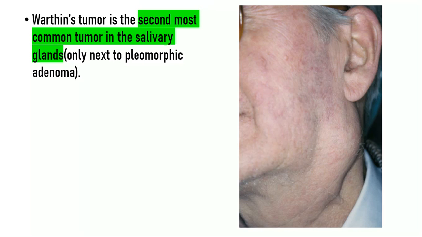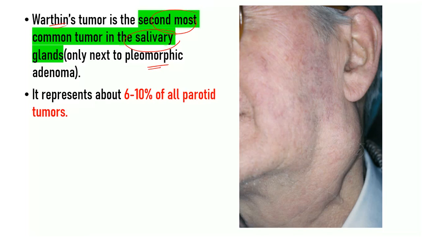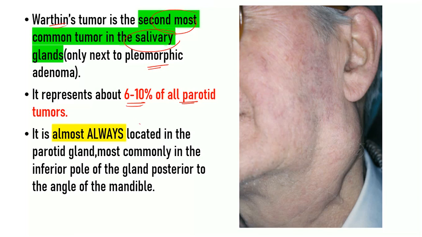Okay, so getting right into Warthin's tumor, we know this is the second most common tumor of the salivary glands, only second to pleomorphic adenoma. It represents about 6 to 10% of all parotid tumors, and it is almost always located in the parotid gland. Okay, so this is the unique thing about it. It is almost always or exclusively seen in the parotid gland.